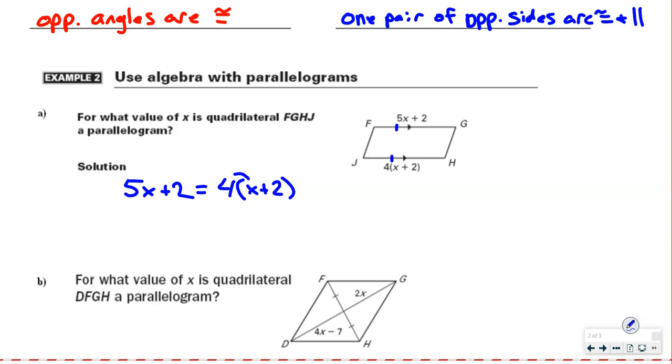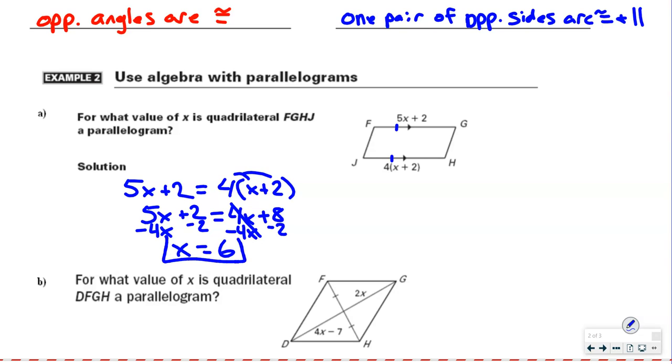So I'll need to distribute my 4. I'll have 4x plus 8 on one side, 5x plus 2 still on the other, and then work to get x by itself. So I'll subtract 4x on both sides, get rid of it on the right, subtract 2 on both sides, move the 2 over. It gives me x equals 6.